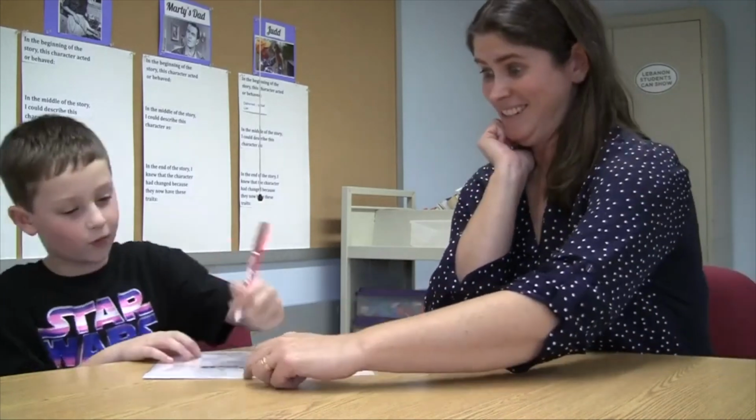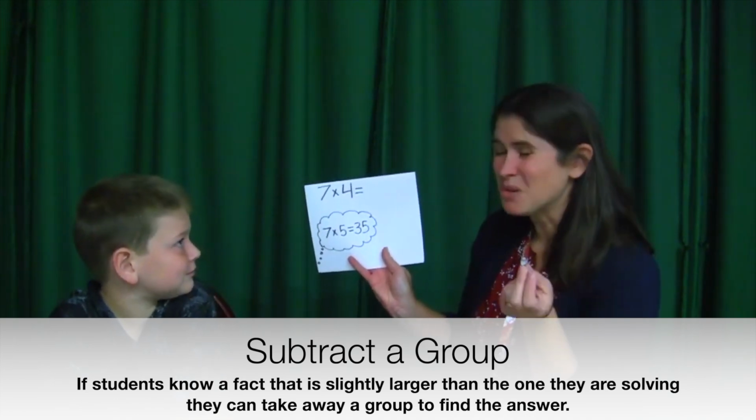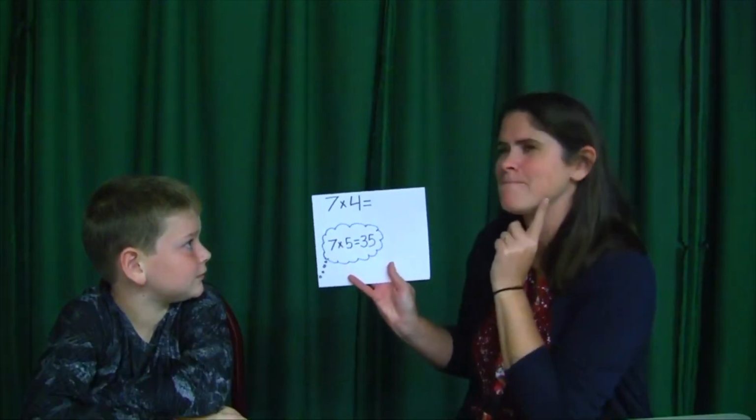42. Nice job! How about I want to solve the problem 7 times 4. And I don't know that one in a snap. But I know that 7 times 5 is 35. Can I use that to help me figure out 7 times 4? Yes, I think that can help you because it's only one away. All right, show me what you would do. Alright, so if we have 35, and then I know that 1 times 7 equals 7, so then minus 7. So then the answer would be 28.